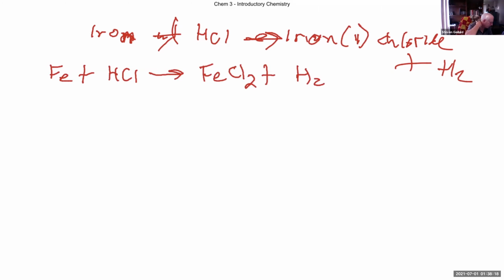And I want to know, if I start off with 235 grams of iron, so I put little arrows there, okay? I want to know how many grams of iron chloride I produce. Let's do that.